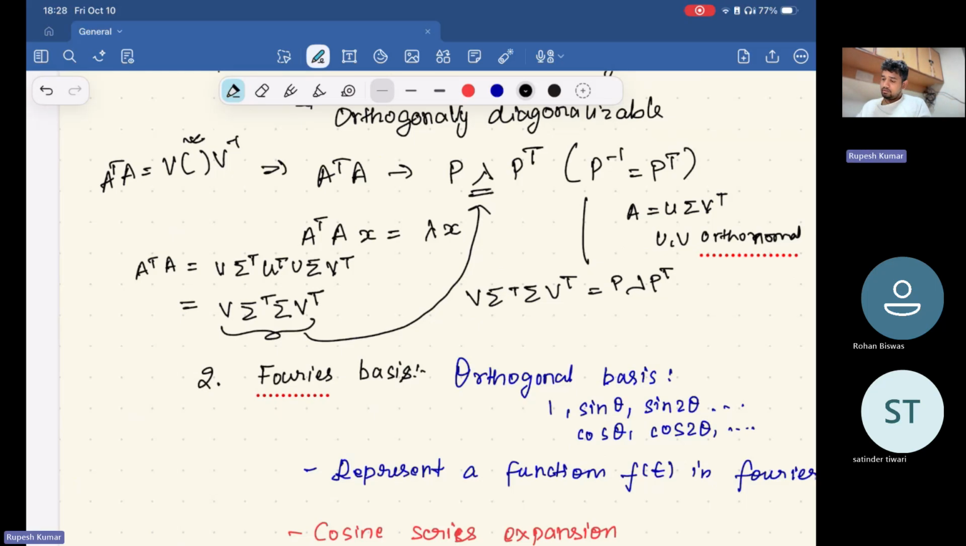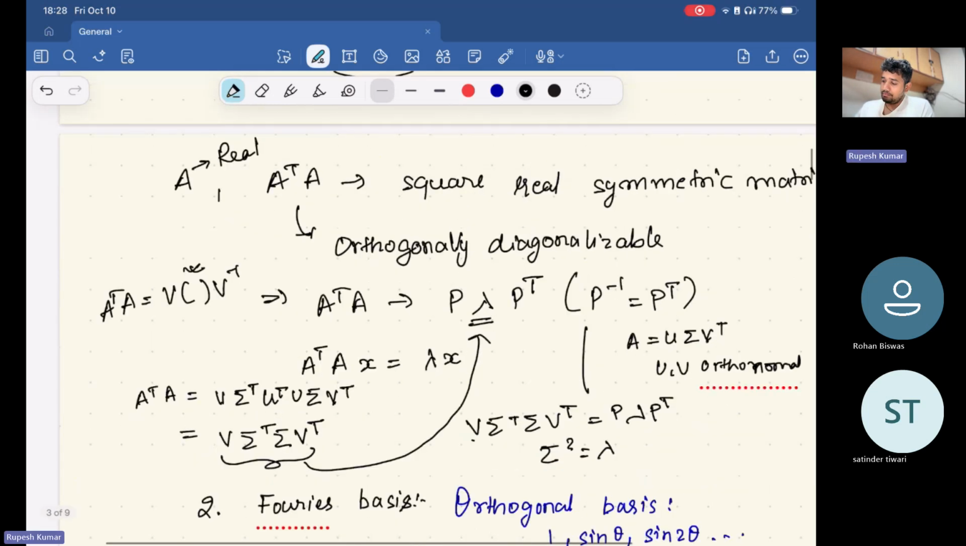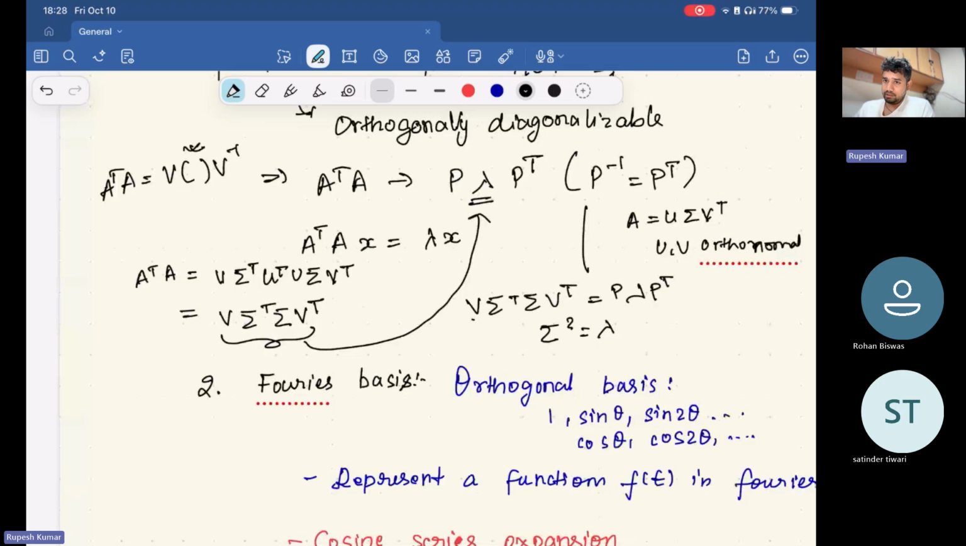So from here, you can observe that these two equations are similar. This means that sigma squared will be equal to lambda, right? Now, this gives you the definition of singular value decomposition, right? So this is how you can compute the singular value decomposition of a matrix.